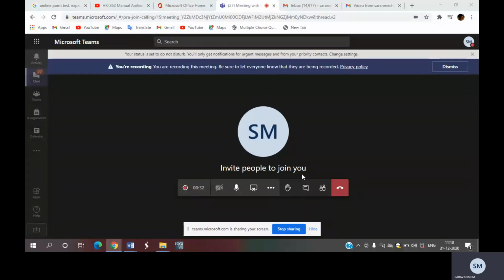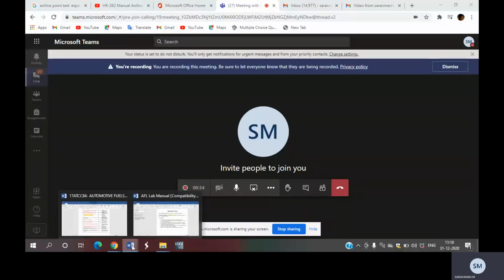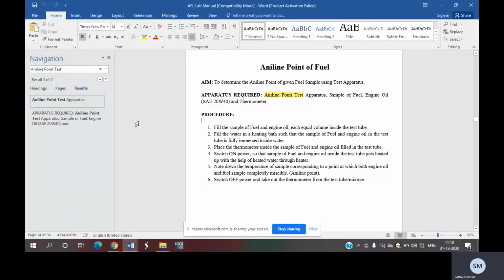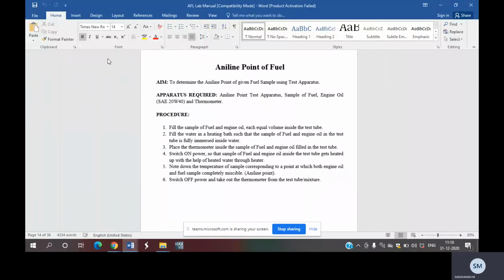Good morning, everyone. In AFL lab, today's class we are going to discuss the aniline point of fuel. The aim is to determine the aniline point of a given fuel sample using a testing apparatus. For apparatus, we are going to use the aniline point test apparatus, a sample of fuel, and engine oil, that is SAE 20W40.